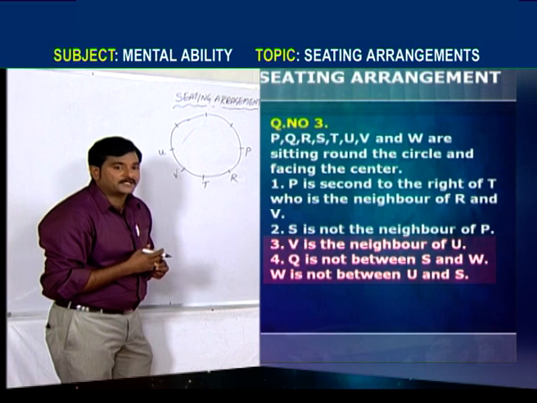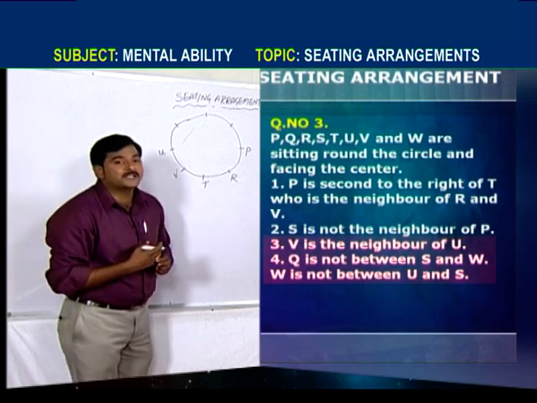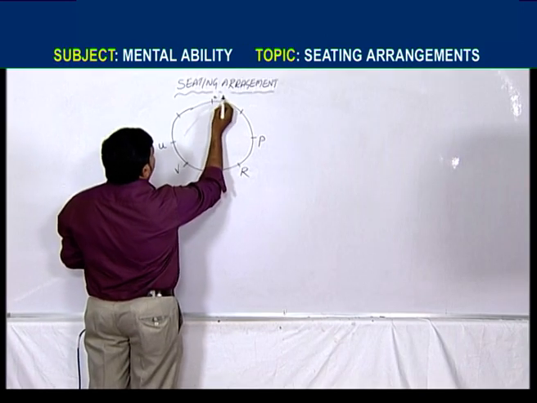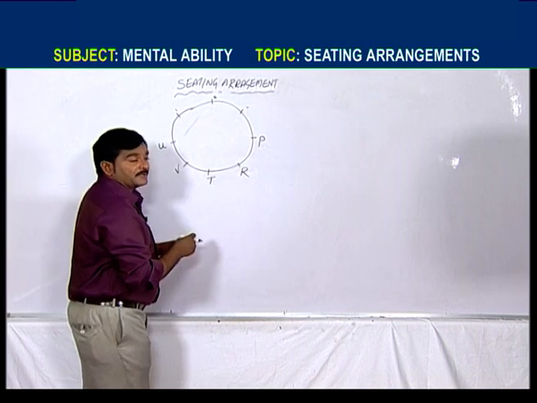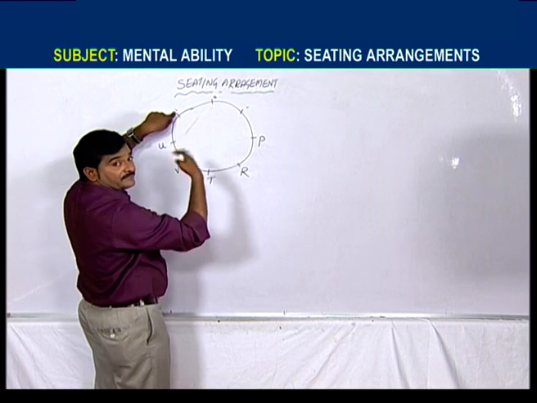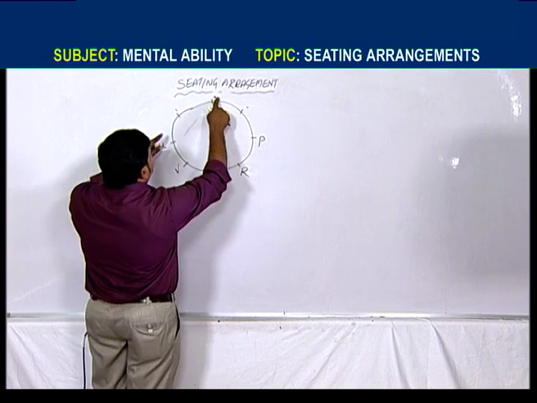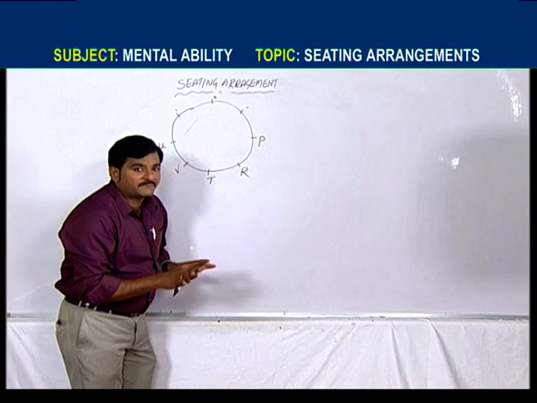What is the given fourth condition? Q is not between S and W. For example, think that here I am taking Q. If I am taking Q, here S is there, W is there. But what does it mean? Here this is S, assumption, verification. This is S, this is Q, this is W. What does it mean? Q is between S and W. But what he mentioned here is, Q is not between S and W.